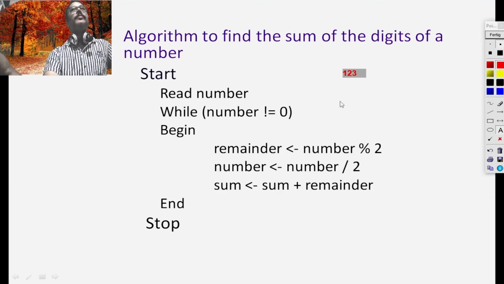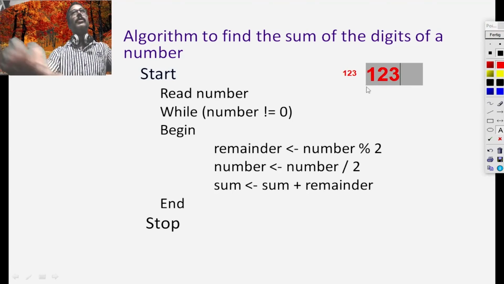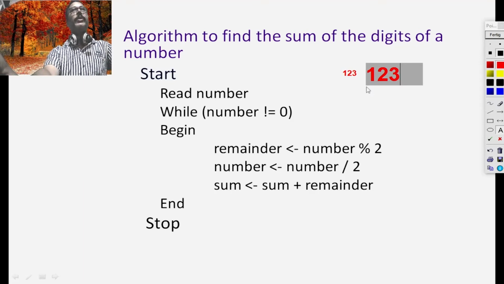123. Let me see the size of the font. 123. So 1 plus 2 plus 3. This is the sum of the digits. How do you get it?